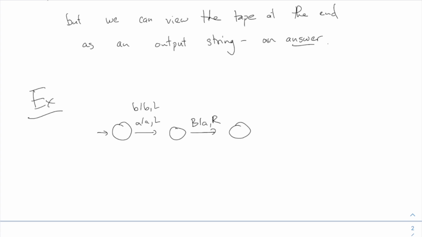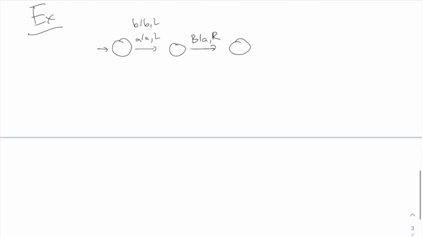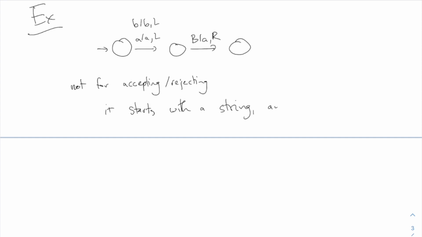All right, so this machine has no accepting states. This is not for accepting or rejecting. It starts with something on the tape. It starts with a string and does something to it, right? So we can think of this Turing machine as like a mathematical function. I mean, it's a function about strings, but it's like a function. You give it an input and it gives you an output. It starts with a string on the tape and it does something to it.